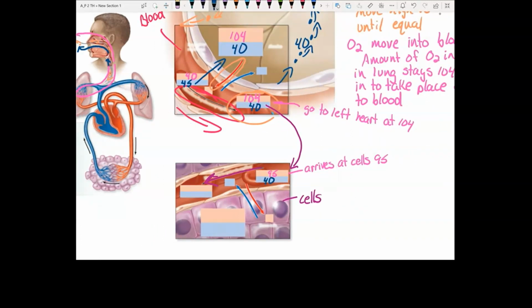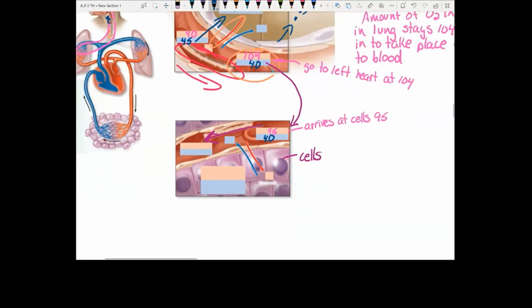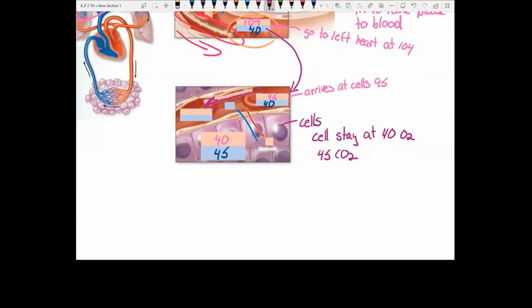Your carbon dioxide is 40 because it's the blood leaving the lungs coming out here. Now we're going to exchange with the cells. In your cells, the oxygen level is 40 and the carbon dioxide level is 45. This is a constant. Your cells stay at 40 for oxygen and 45 for the partial pressure of carbon dioxide. This is because making ATP is constant.